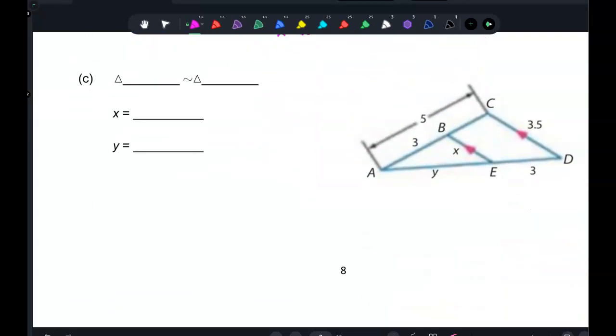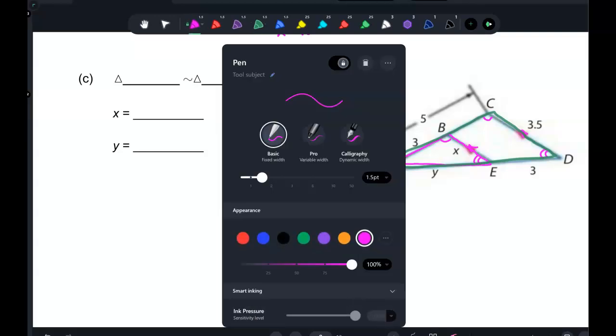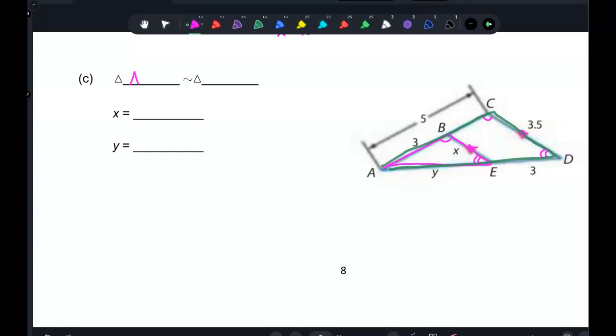Okay, last one here. Since these lines are parallel, these are corresponding angles, so these two triangles, we have the little one inside of the big triangle. Let's start with the similarity statement. That's going to be triangle ABE is similar to triangle ACD, and you can pause it if you want to try this one on your own.